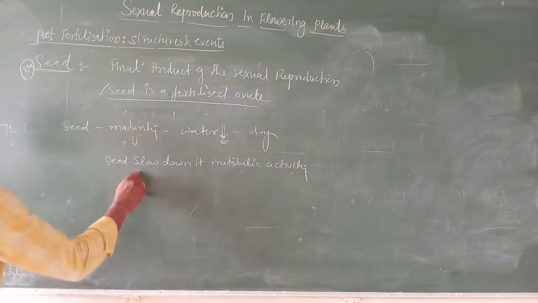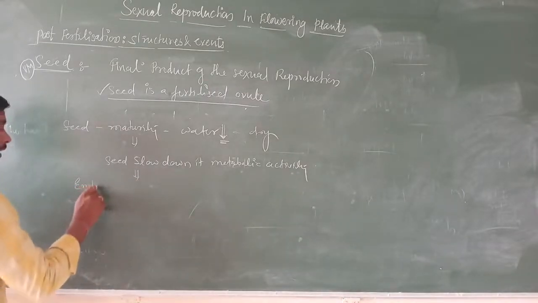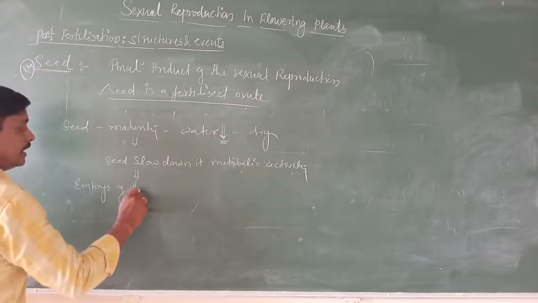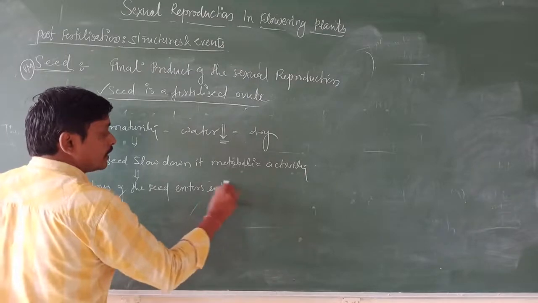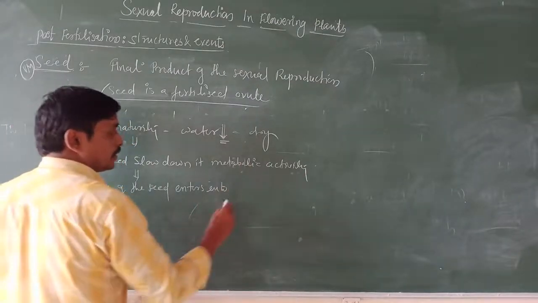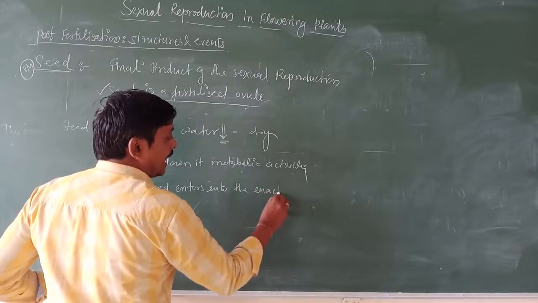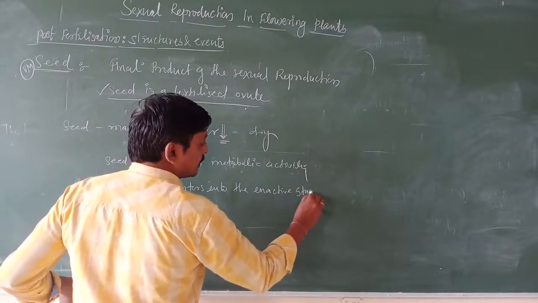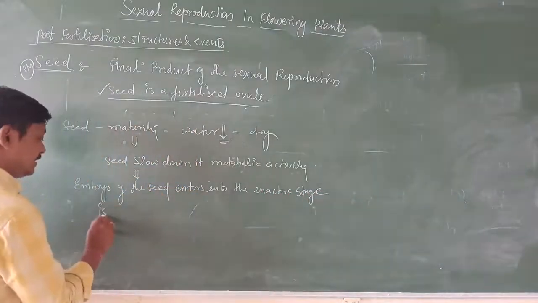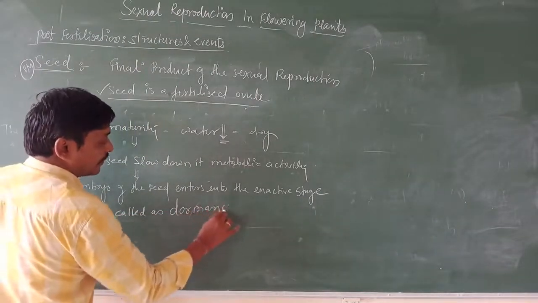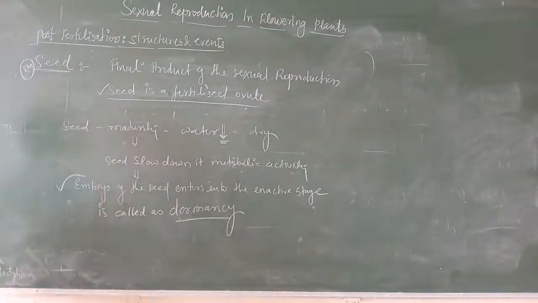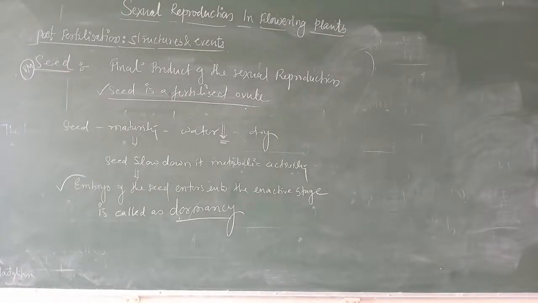Now then what is going to happen? The embryo of the seed enters into the inactive stage, which is called dormancy. This is also very important. Dormancy, one mark question paper, DORMANCY. Dormancy is another one. What is going to happen?